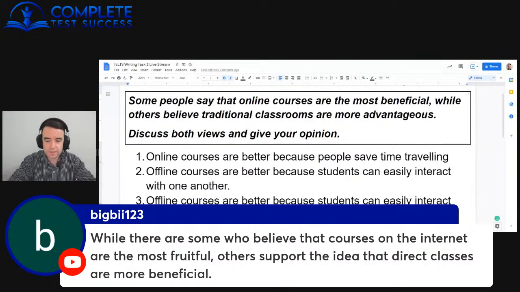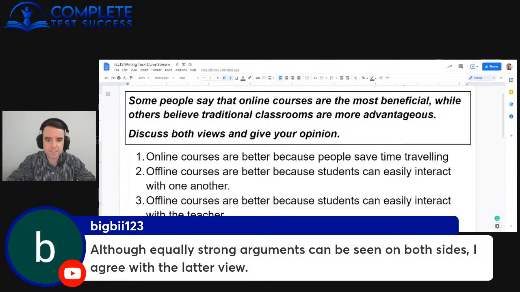Big B, while there are some who believe that courses on the internet are the most fruitful, no, it kind of means that, but it's not the same meaning. It's similar, it's not the same. Others support the idea that direct classes, again, no, direct classes doesn't have the same meaning, are more beneficial. Okay, so fruitful and direct classes, those are your mistakes. So both vocab mistakes.